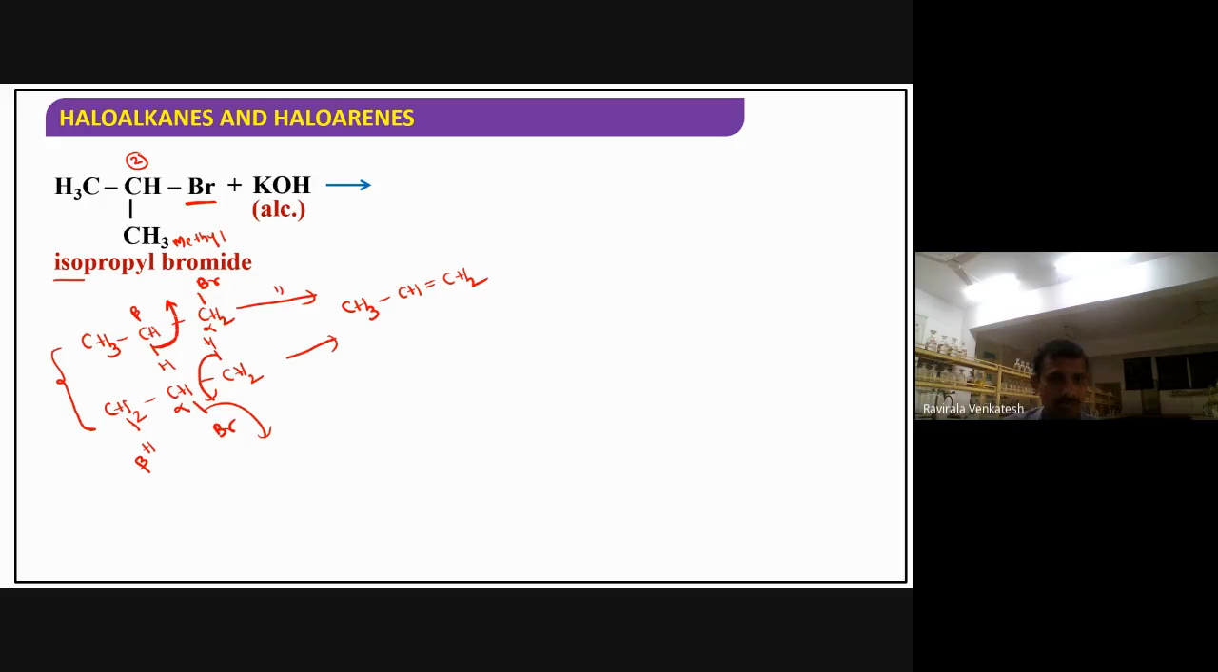If you put arrow marks like this, what happens? It will be easy for you. You can remember for a long time. Don't directly write the product here. By keeping these arrows like this only, you can remember for a long time.